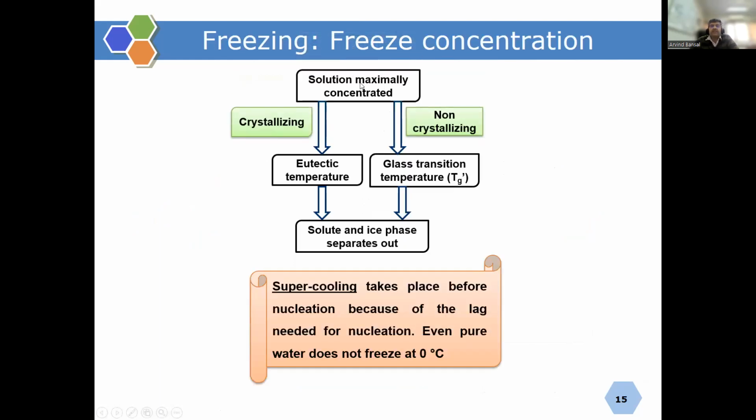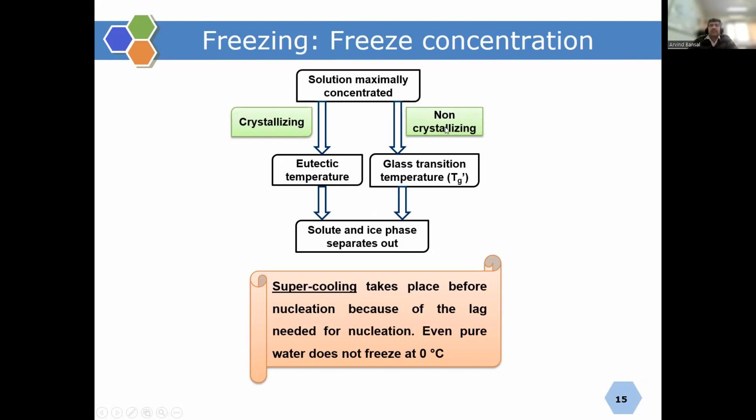After the maximal freeze concentration has been achieved, there are two events that are possible in the sample. One is that phase separation takes place, where the solute comes out in the crystalline form. Solute would be, say, the API present in the solution. In that case, we will observe a eutectic temperature, and the solute and the ice phase will separate out.